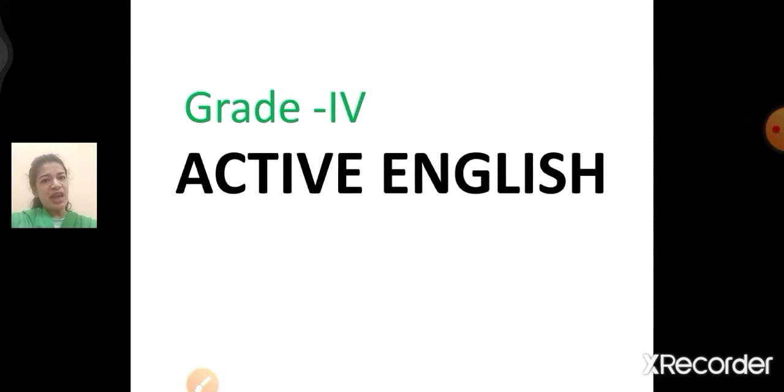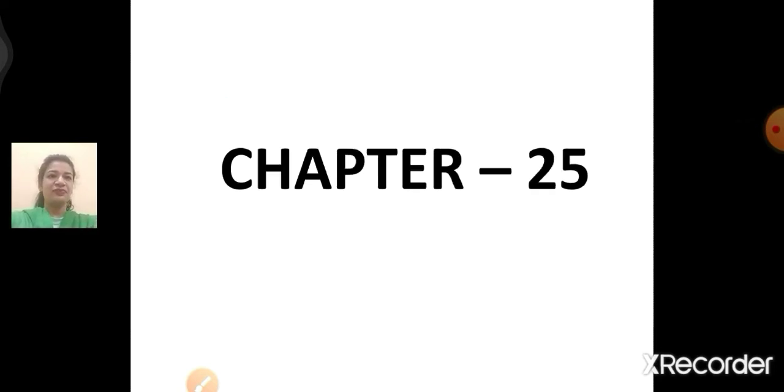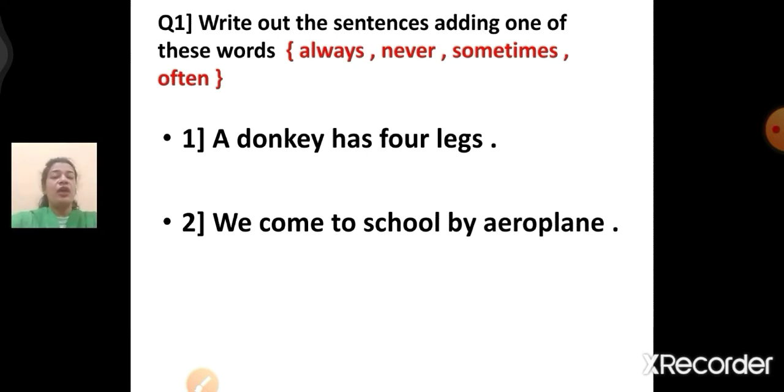Today we are going to start with active English. We are going to do two chapters together, chapter number 25 and chapter number 26. So be attentive. Now we are going to start with chapter number 25. For that we are going to read the heading. So what we are going to do in the exercise, we have to read the heading. So what is the heading?